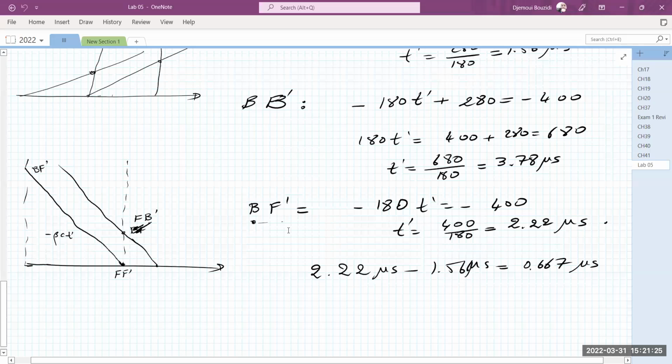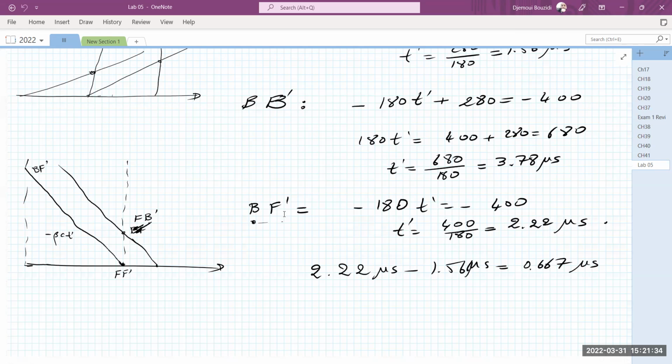It's the back of, when would the front of the station reach the back of the ship, basically. And that will happen if I solve this equation and put it equal to negative 400.